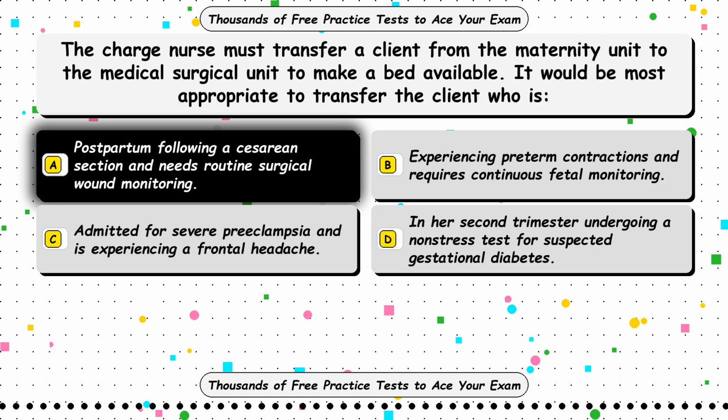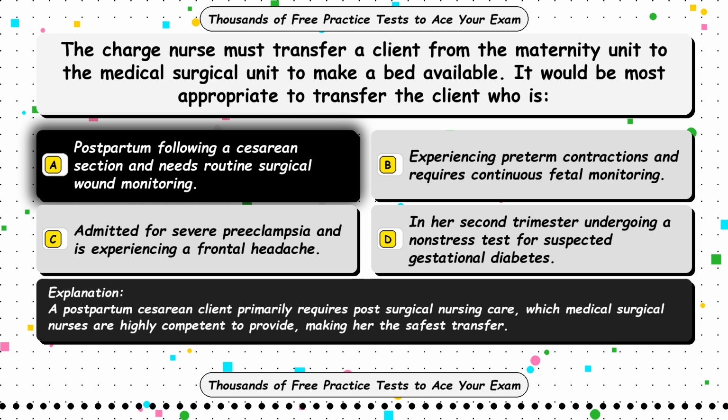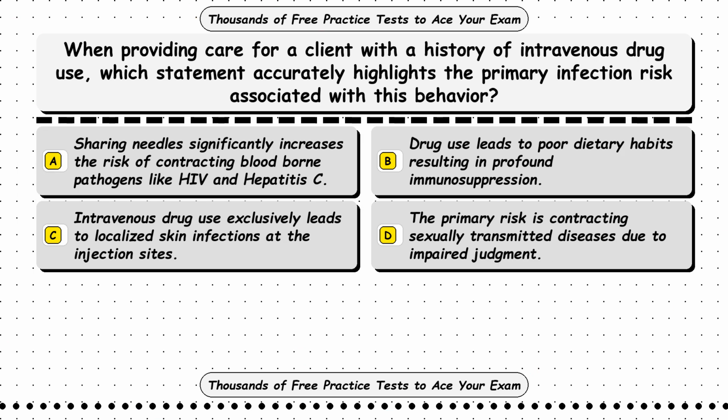The correct answer is option A. Postpartum following a cesarean section and needs routine surgical wound monitoring. A postpartum cesarean client primarily requires post-surgical nursing care, which medical surgical nurses are highly competent to provide, making her the safest transfer. Question 97. When providing care for a client with a history of intravenous drug use, which statement accurately highlights the primary infection risk associated with this behavior?